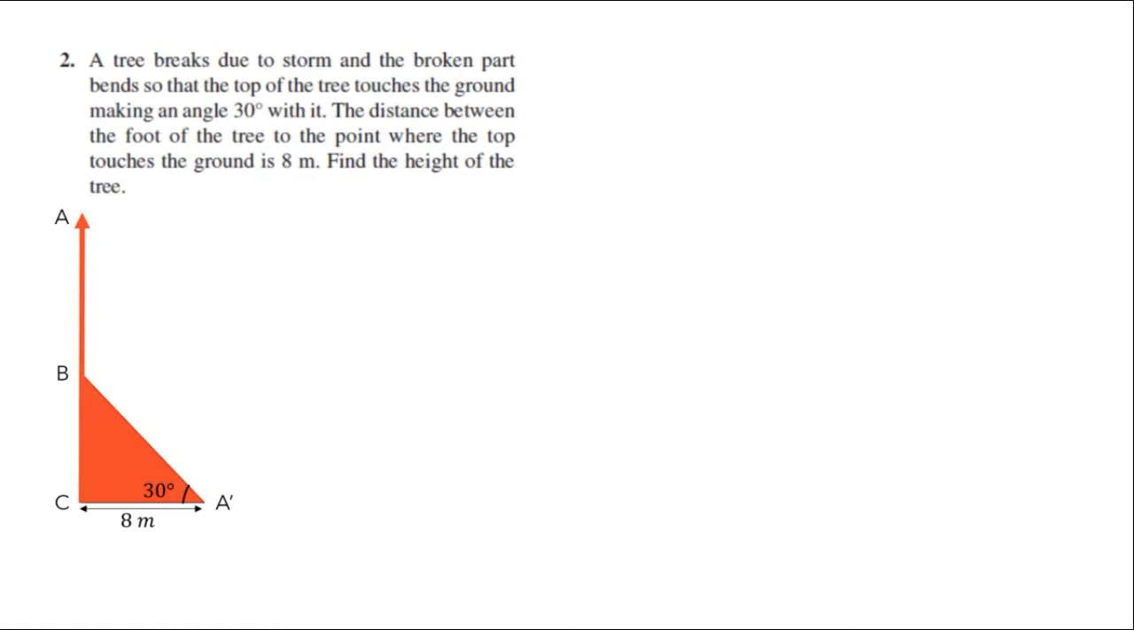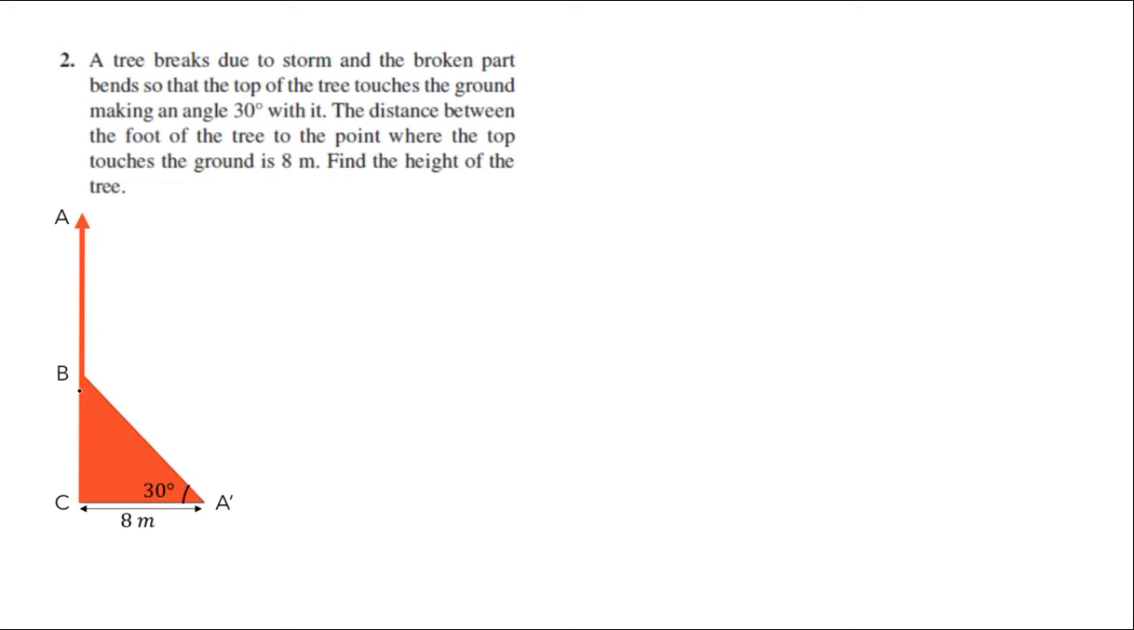Second question. A tree breaks due to storm and the broken part bends so that the top of the tree touches the ground, making an angle 30 degree with it. The distance between the foot of the tree to the point where the top touches the ground is 8 meters. Find the height of the tree.